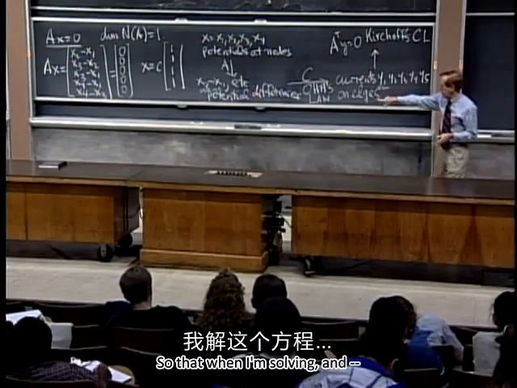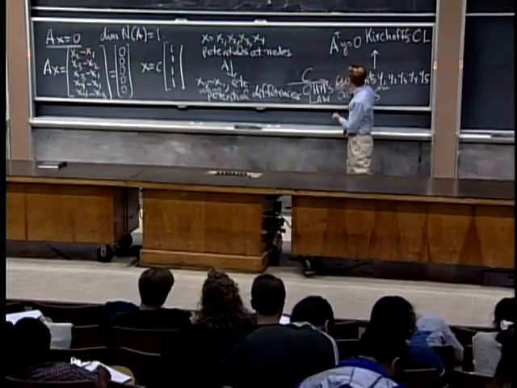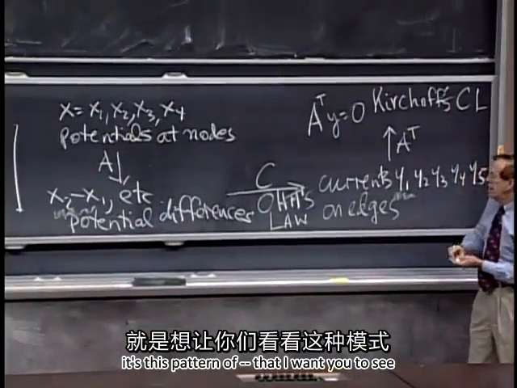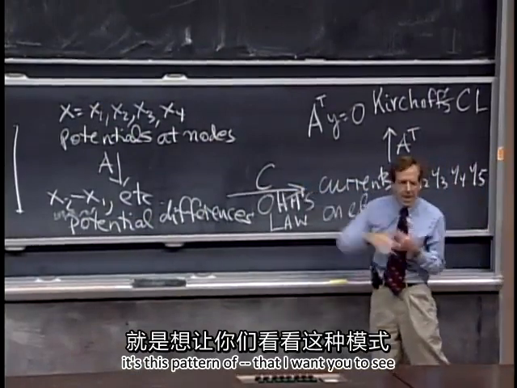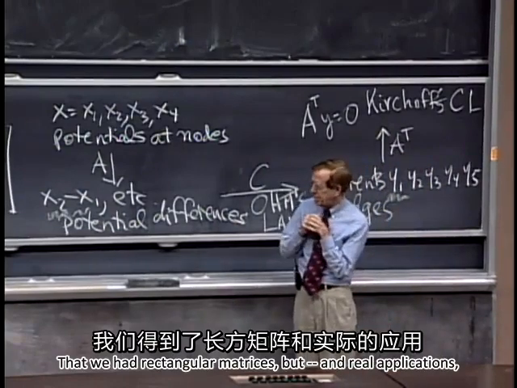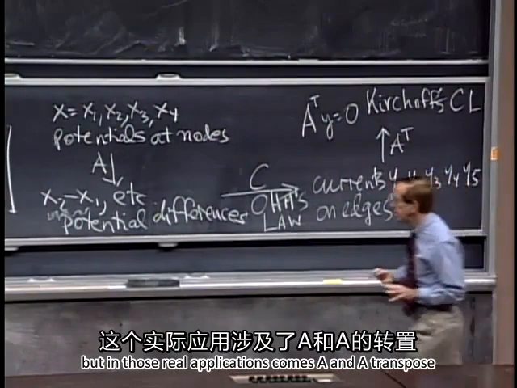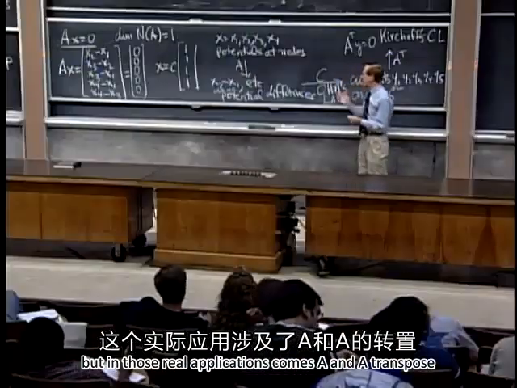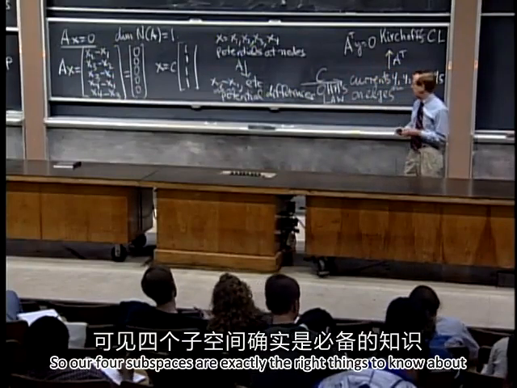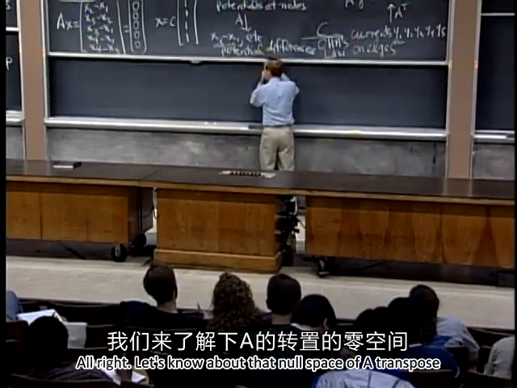So when I go back up with this blackboard and solve A transpose Y equals 0, it's this pattern that I want you to see. We had rectangular matrices and real applications. But in those real applications comes A and A transpose. So our 4 subspaces are exactly the right things to know about. All right, let's know about that null space of A transpose.